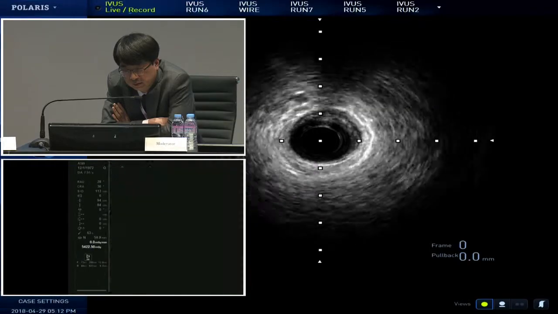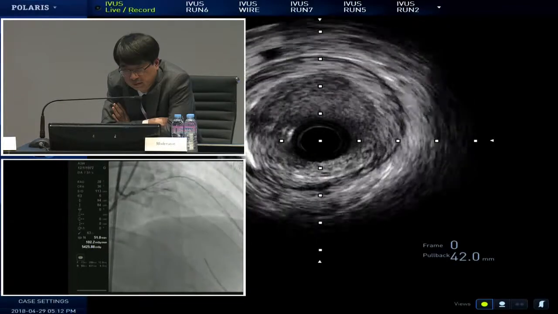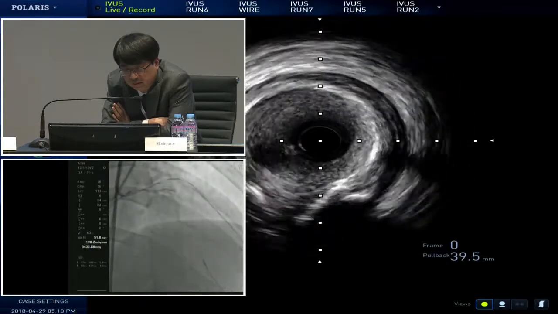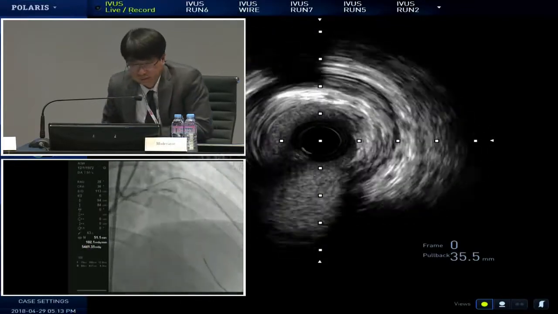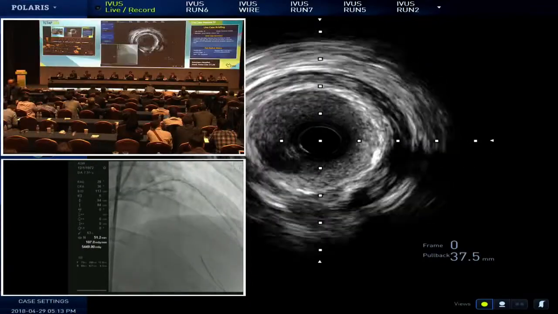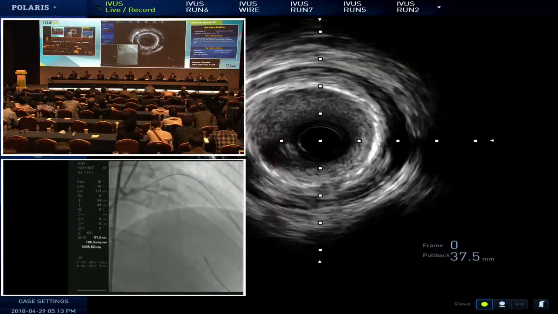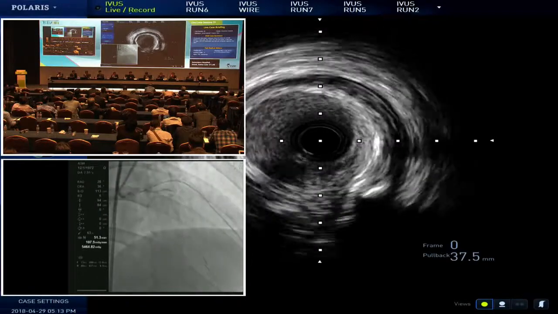Okay, marking, and measure until here: 42, 38. Okay, this is the diagonal branch. Cover 38. Longest one. Okay, 2.5, 38, probably. Here is possible.